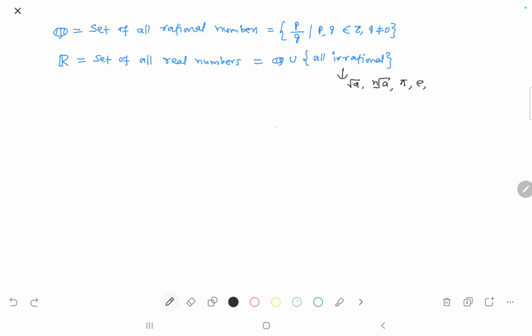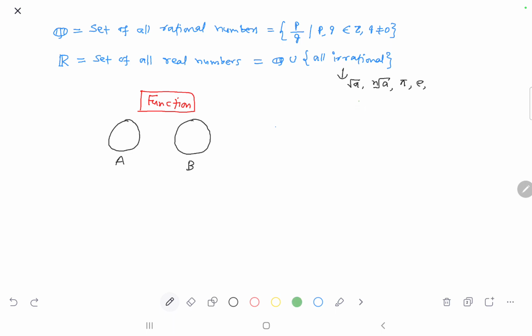So now let me go to the next concept, the cardinality of a set. Before that, let me introduce functions. Function means you will have two sets: you have a set A and another set B. So A and B are two given sets.